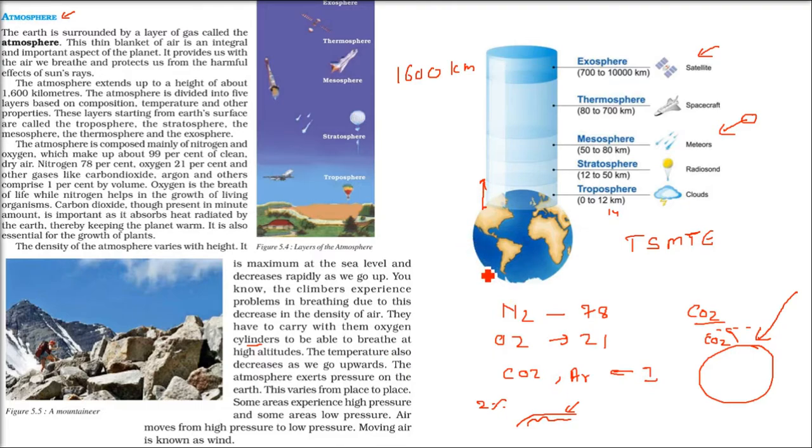And one more thing: when you go up, it's cold. Why do you go to Mussoorie? Why do you go to Mount Abu? Because it's at a height, and at that height people feel it's cold, right? So when you go up, the coldness increases.